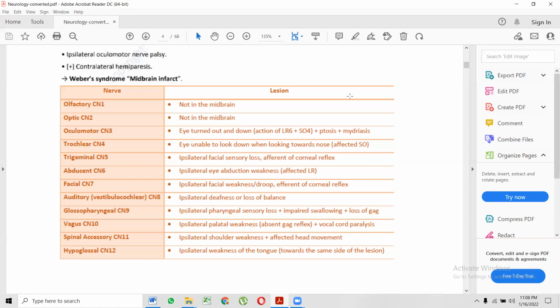The second muscle that is supplied by the oculomotor nerve is the levator palpebrae superioris. Just focus on its name. Levator means it elevates the palpebrae, the eyelid, superioris. So it supplies the levator muscle of the superior eyelid. And the third thing is that it carries parasympathetic fibers to the pupil.